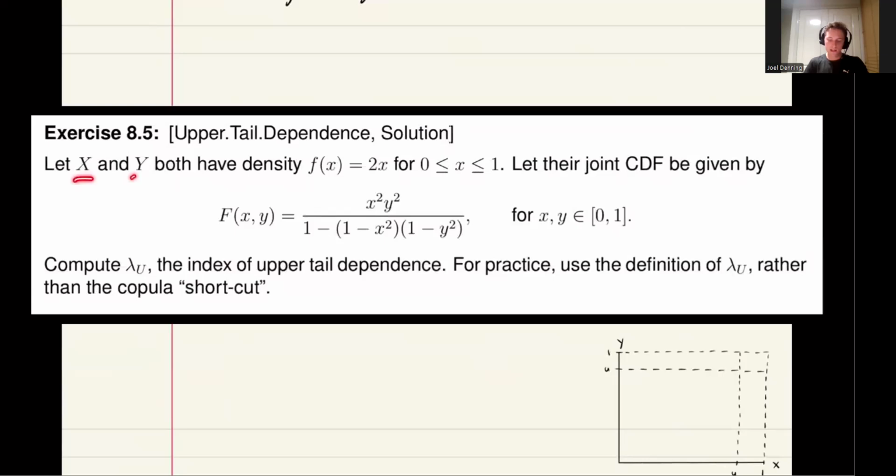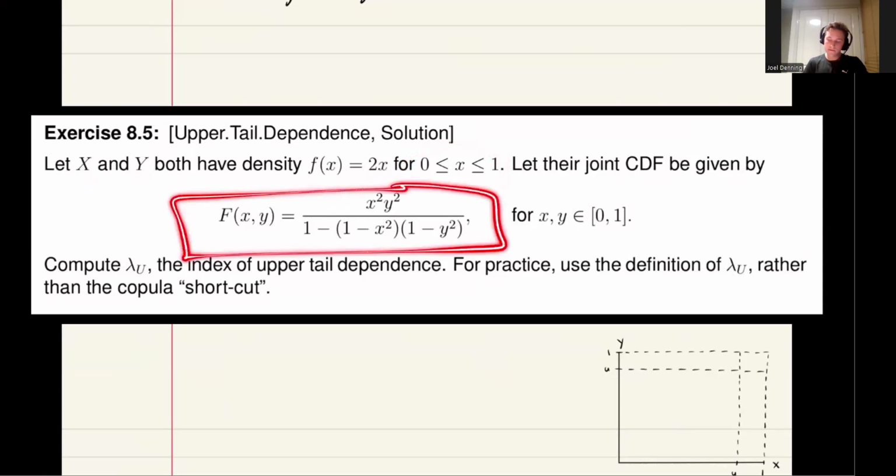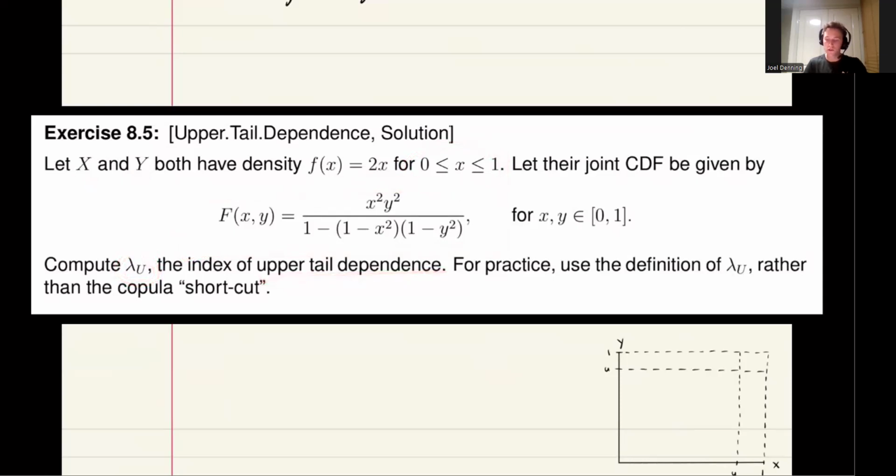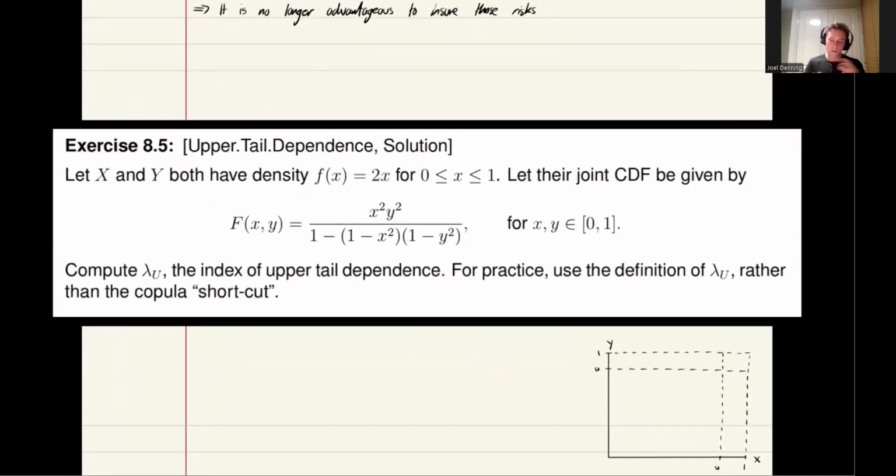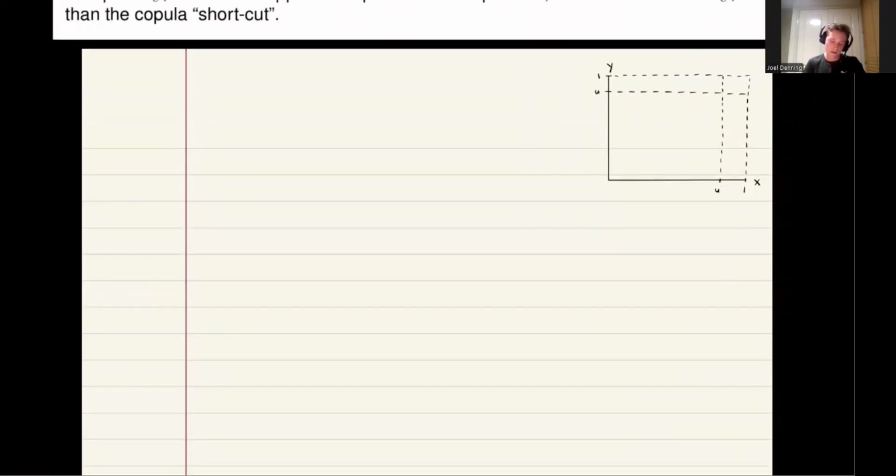We're saying let x and y have the same density, 2x or 2y, and they are both bounded between 0 and 1. We're given their joint CDF as this thing, and our goal is to compute lambda u, the upper tail dependence of the two. And for practice, we're going to use the definition of upper tail dependence rather than our Copulas shortcut, but I'm also going to show you how the Copulas shortcut just naturally pops up when we do it by the definition anyway, which is quite interesting, in my opinion, at least.